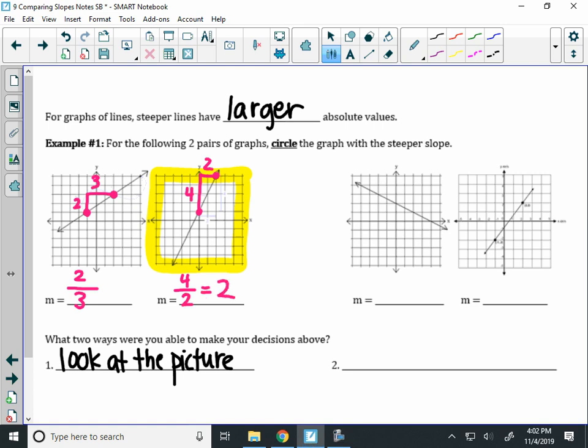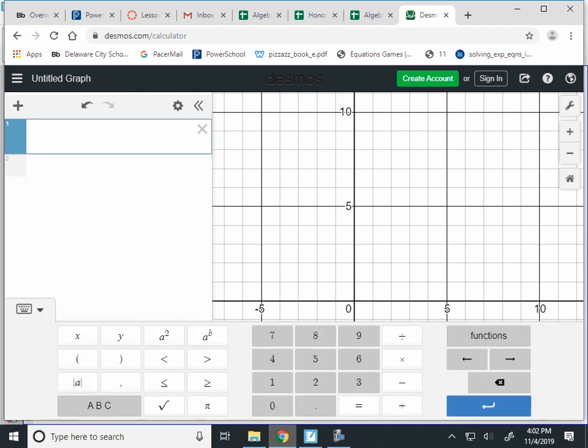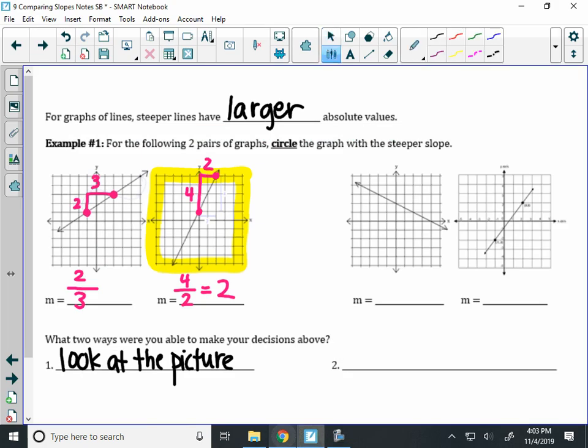Now, one's a fraction, one is a whole number. If you have a hard time telling between the fractions which one's bigger or not, take your calculator and turn them into decimals. So 2/3 as a decimal equals 0.6, and 0.6 is definitely smaller than 2, which is why we were correct in saying that this guy has the steeper slope, because 2 is bigger than 2/3. Okay, 2 is greater than 2/3. Now, both of those had positive slopes, so it was pretty easy to compare the numbers 2/3 and 2.